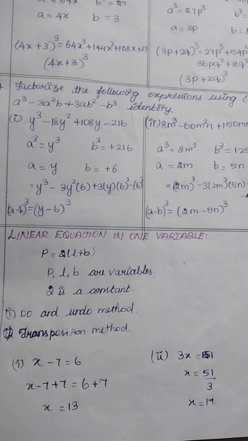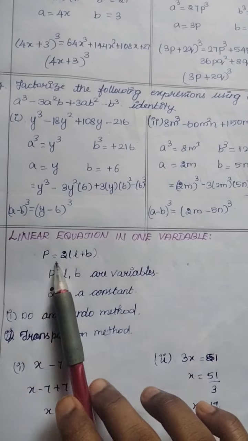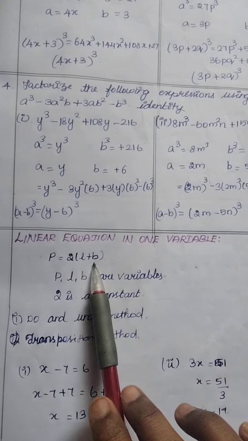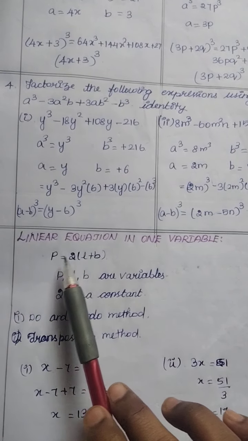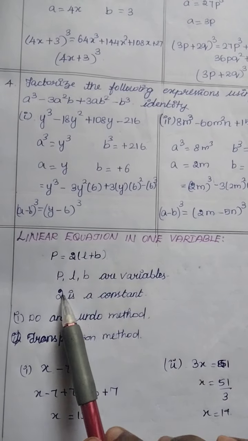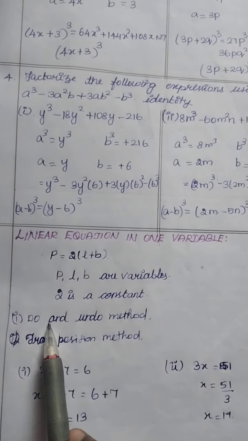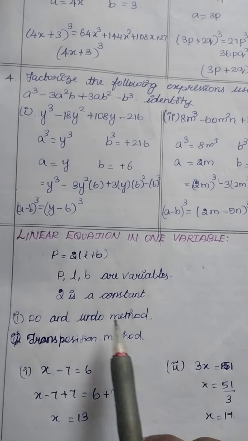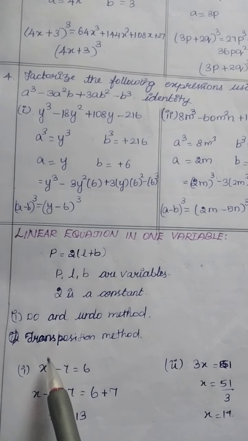So after this, linear equation in one variable, you have to write like this: P is equal to 2 into L plus B. So from this, P, L, B are the variables. Then a numerical value we can call a constant. Do and undo method and transposition method. We have two methods to calculate x.